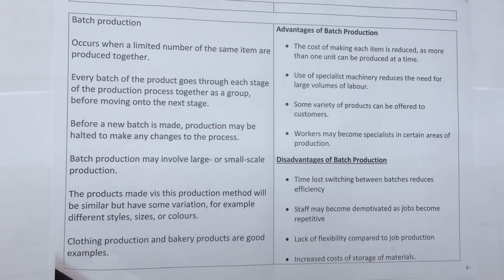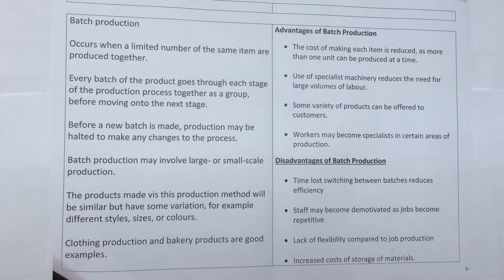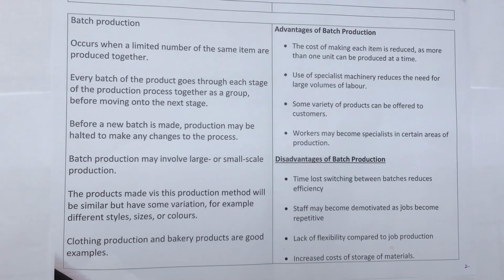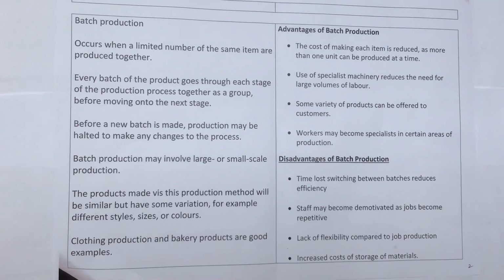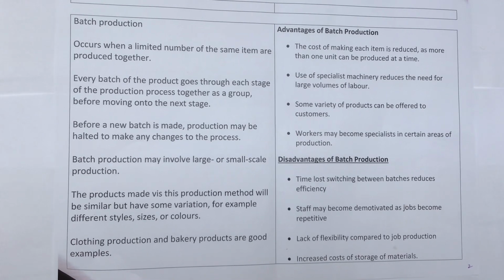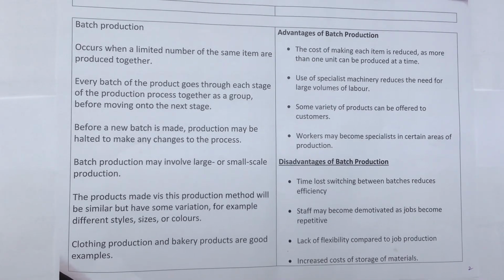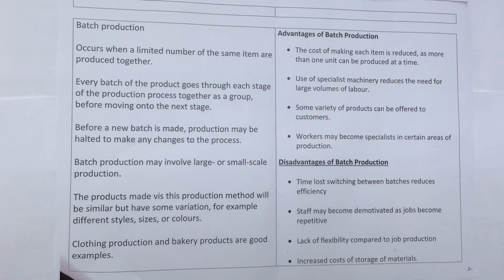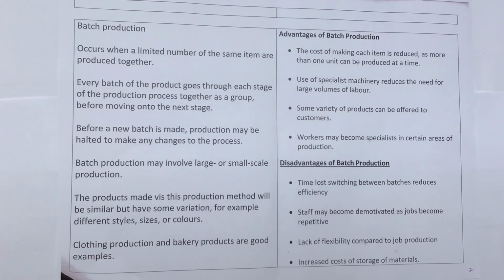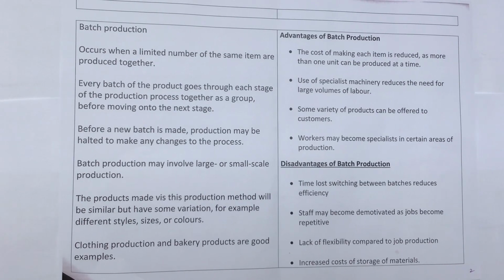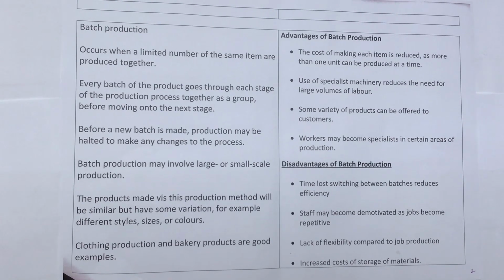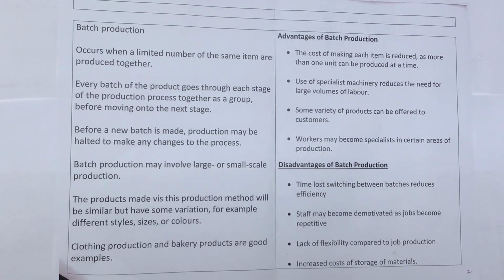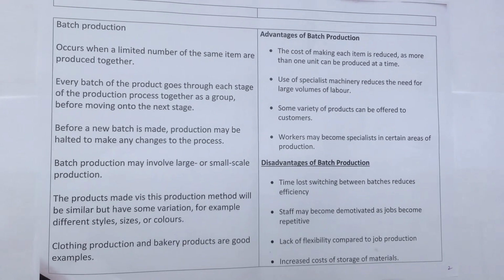Batch production occurs when a limited number of the same item are produced together. Every batch of the product goes through each stage of the production process together as a group before moving on to the next stage. Before a new batch is made, production may be halted to make changes to the process. Batch production may involve large or small scale production. The products made via this production method will be similar but have some variation, for example, different styles, sizes or colors. Clothing production and bakery products are good examples.